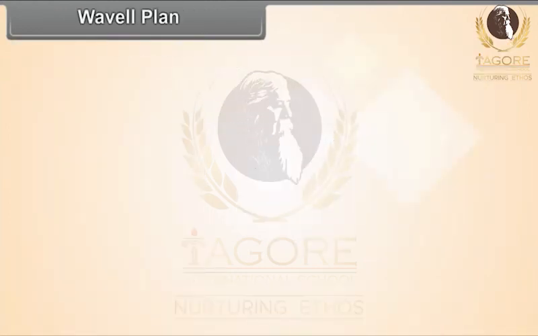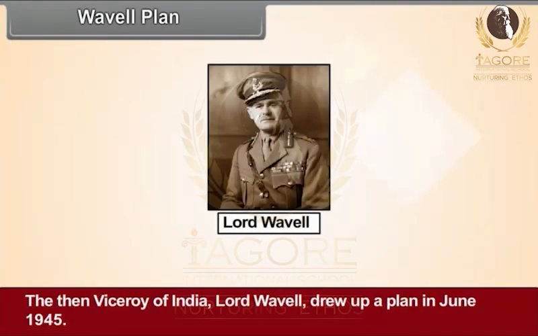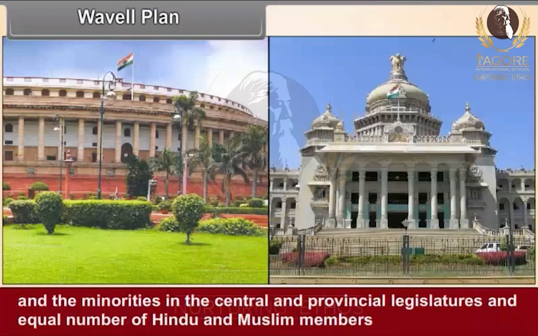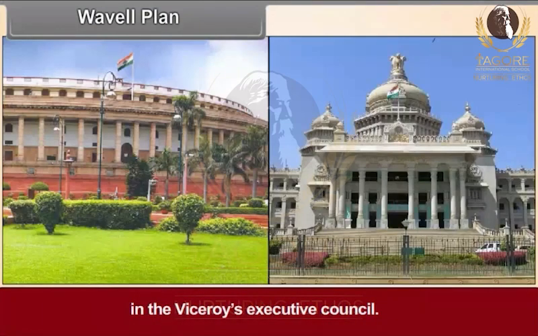Wavell Plan. The then Viceroy of India, Lord Wavell, drew up a plan in June 1945. Among the major provisions included in this plan were a proper representation to Muslims, Dalits and the minorities in the central and provincial legislatures and an equal number of Hindu and Muslim members in the Viceroy's Executive Council.